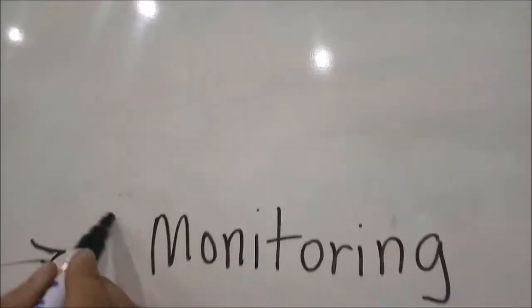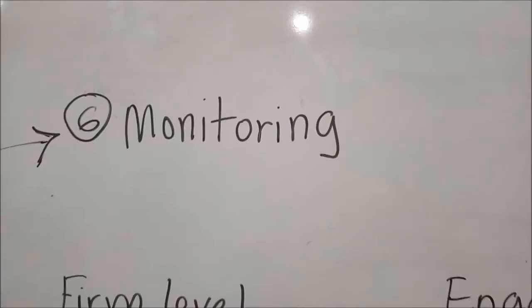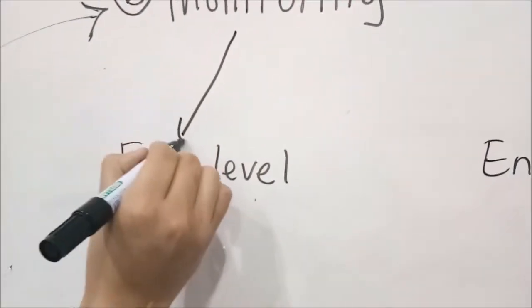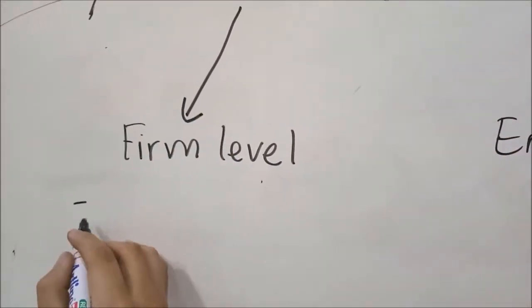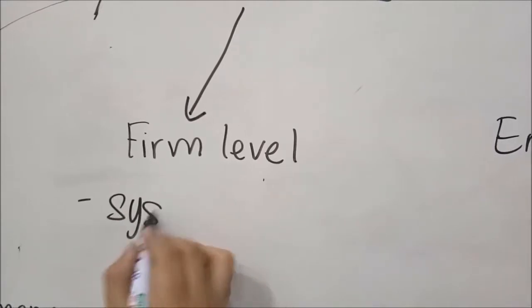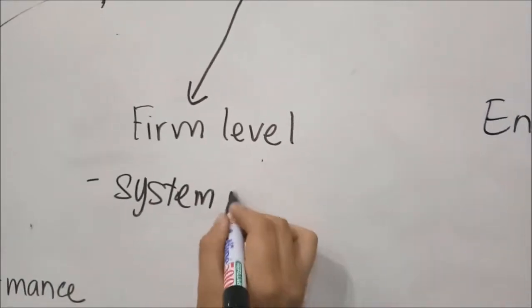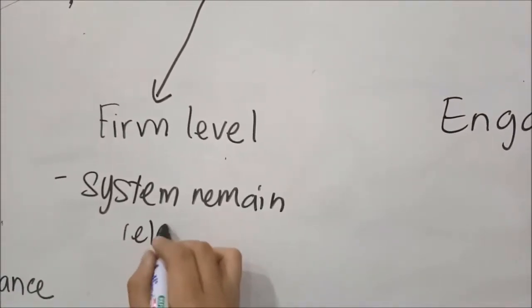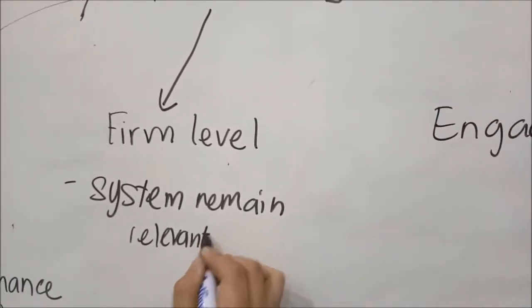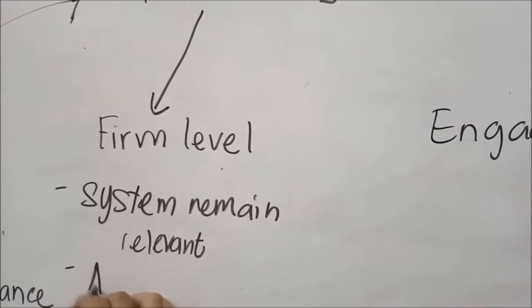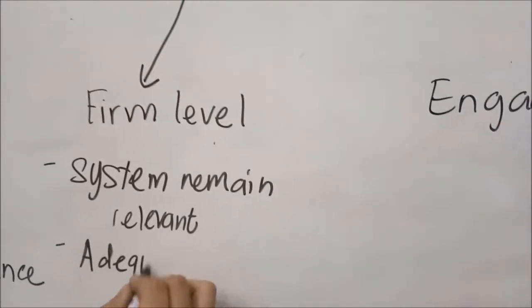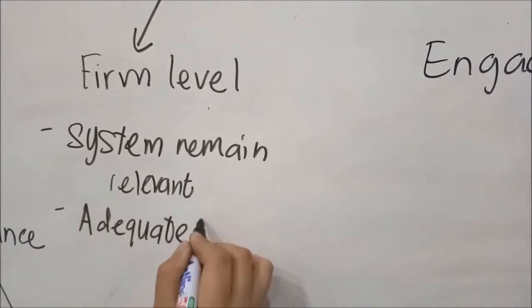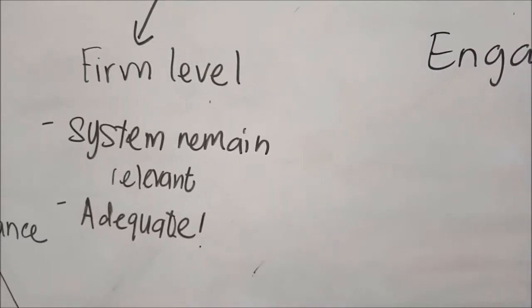The last element is monitoring. Under the firm level, it is to ensure the system of quality control remains relevant and adequate, and the policies have been complied with in practice. The procedure should address ongoing evaluation and may identify necessary changes and periodic inspection on selected engagements.